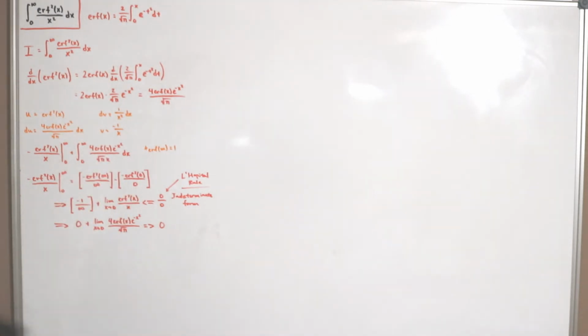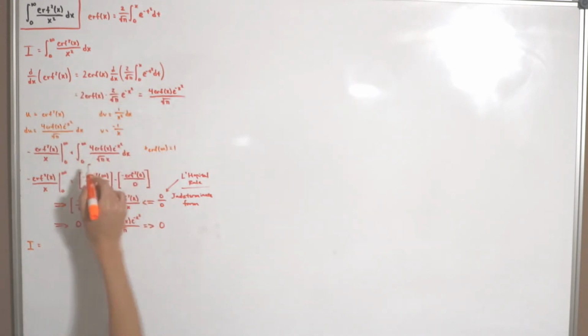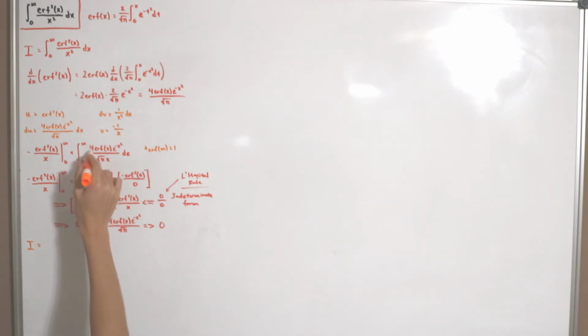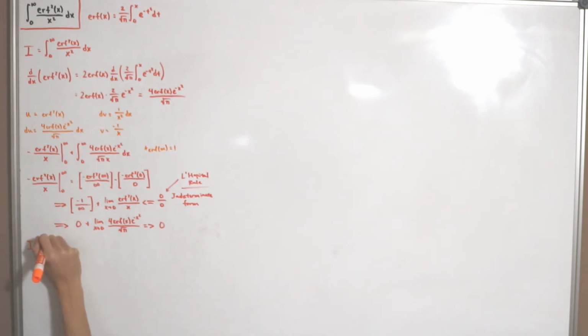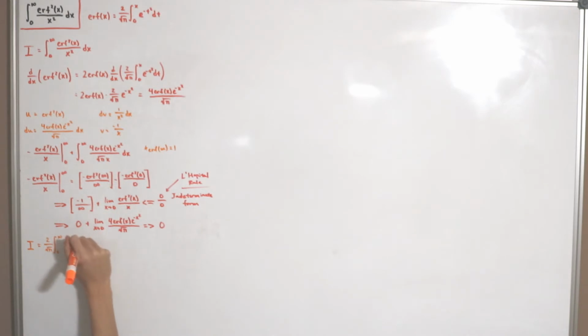And now I'm going to calculate this integral by writing this in orange. Let me write what we have so far. Capital I is equal to, and I'll factor out the constants, a 2 and a square root of pi, outside of that. So we get 2 divided by the square root of pi, multiplied by the integral from 0 to infinity of 2 times the error function of x, e to the negative x squared, and then divided by x dx.